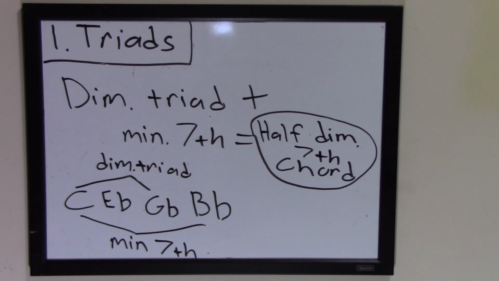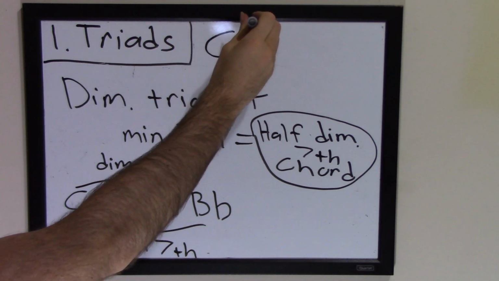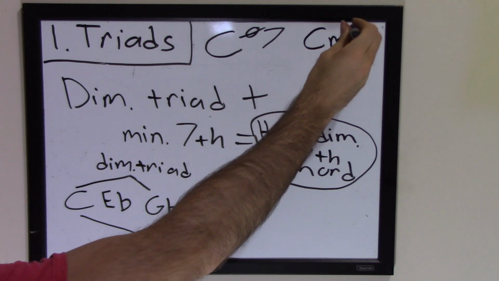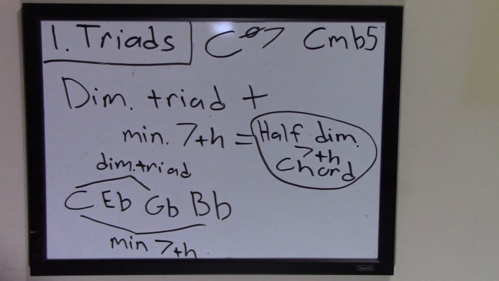It's written a bunch of different ways. One of the most common, at least in more traditional circles, would be to have a C and then a degree sign with a slash through it. You might also see it referred to as C minor flat 5. There's a bunch of different ways to do it.